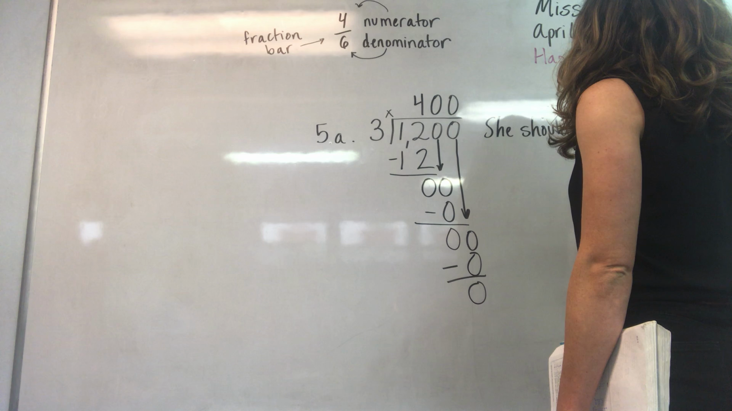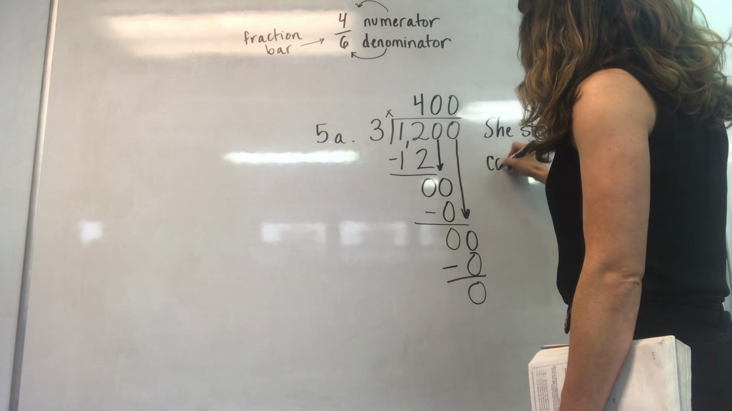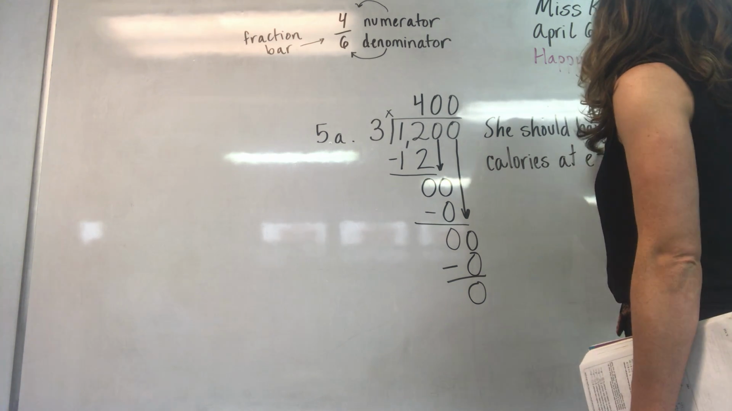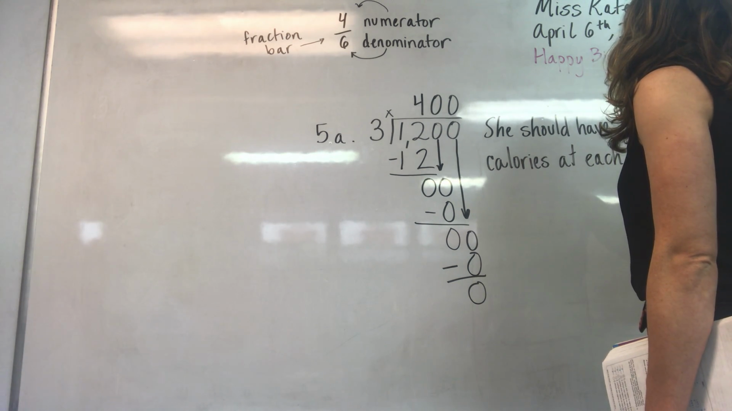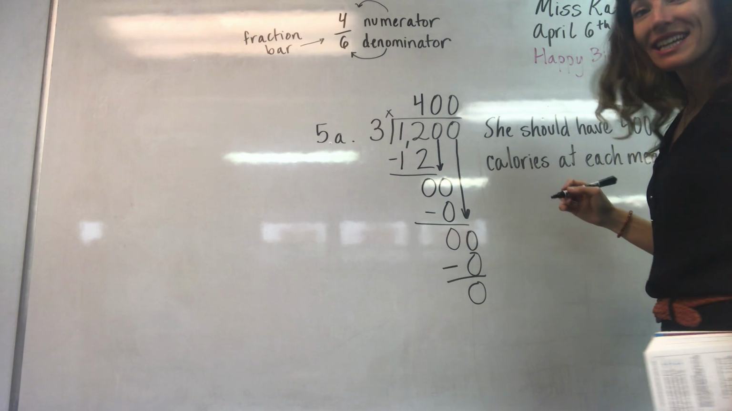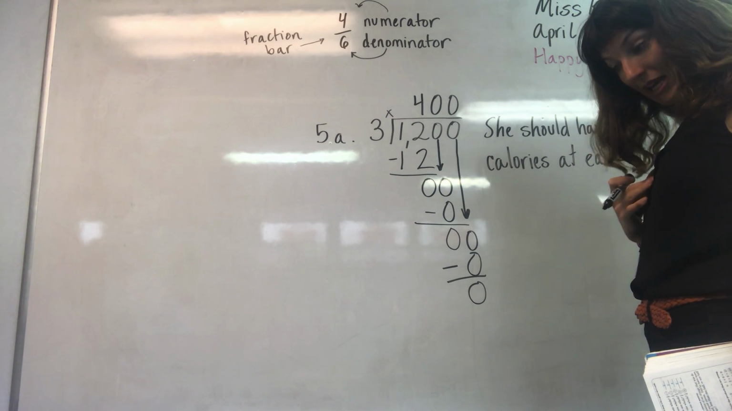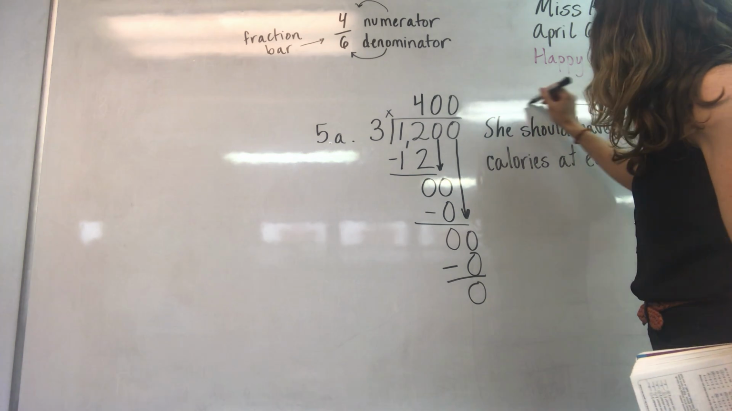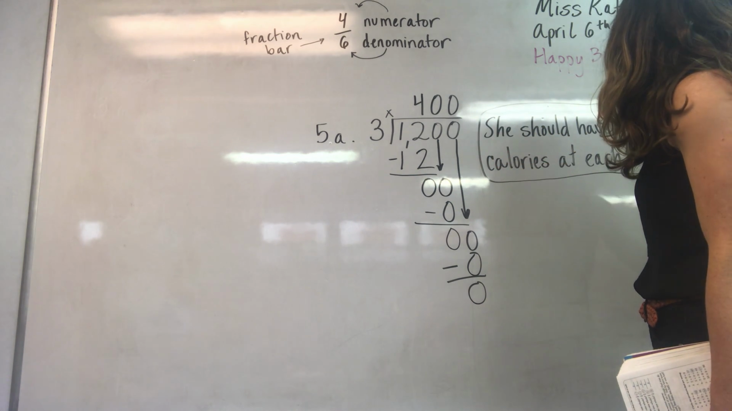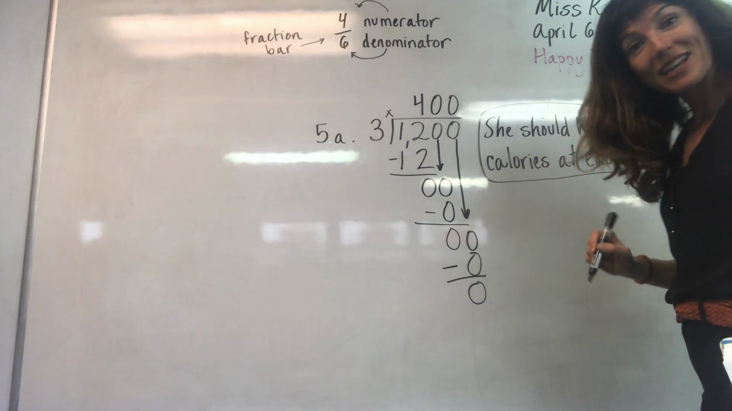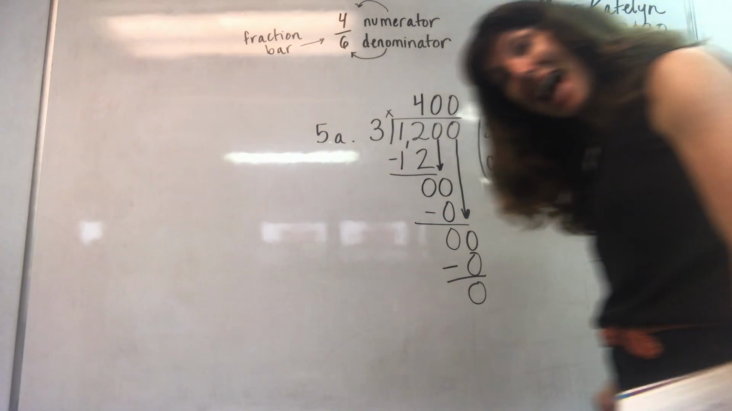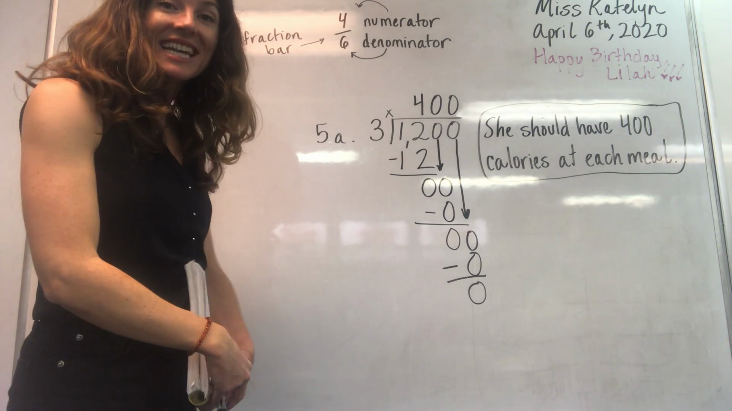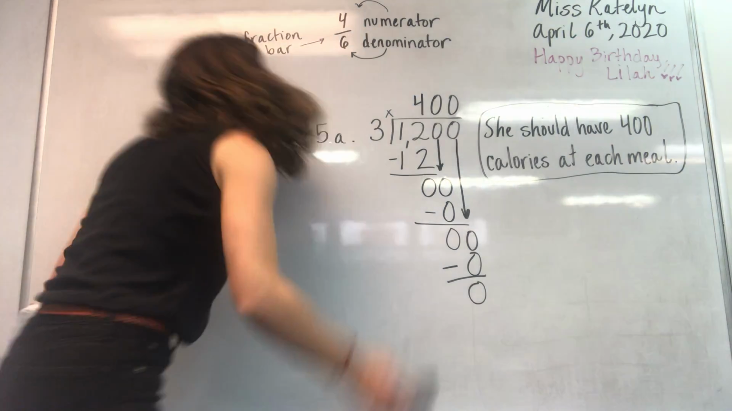Squeaky clean. And then I circle it because I love me. And you love Miss Caitlin, and you want her to not go crazy trying to find your answer in all your books, right? So you give it a big circle to say, I'm done. This is my final answer. She should have 400 calories at each meal. Very good. Very, very, very good.